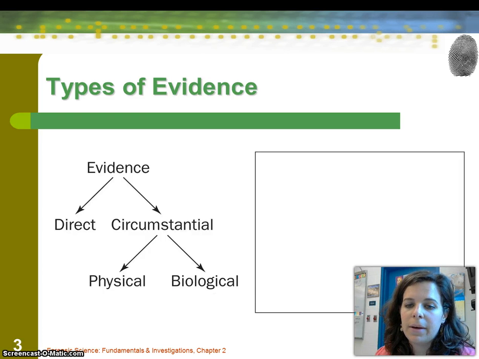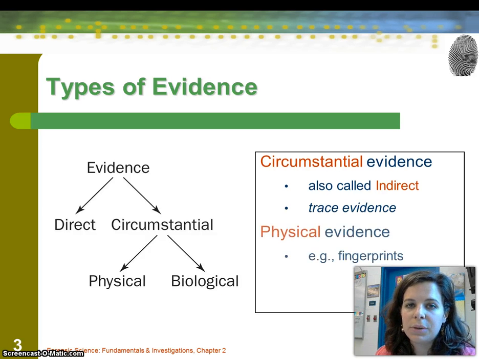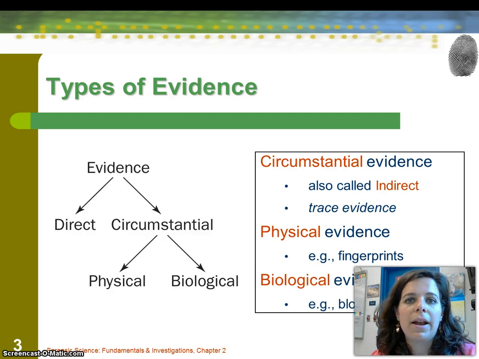Now, when we talk about circumstantial evidence, we can also call that indirect evidence or trace evidence. And we've used the words indirect and direct evidence in class. And it has two main categories. It has physical evidence, which would be something like a fingerprint, a shoe print, a tool mark, broken glass. Or you could also have biological evidence, which would be something that comes from the human body. Blood, semen, hairs are all going to be biological evidence that would be found at a crime scene.